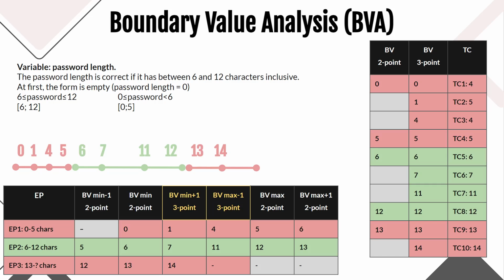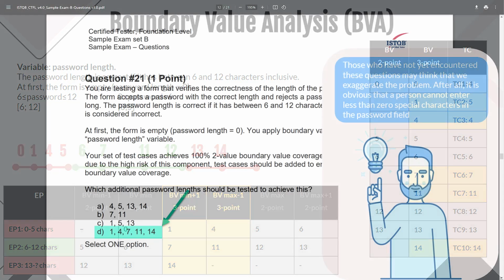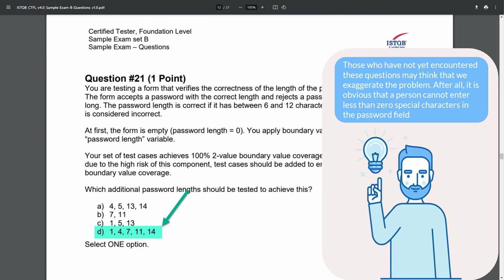Now, according to the description of the question, we have to exclude tests that are already covered by 2 or more BVA. That is, these 5 values: 0, 5, 6, 12, and 13. And we have only 5 values related to the three-value BVA: 1, 4, 7, 11, 14. This is the answer option D. And as you can see, the most difficult point is the definition of the minimum and maximum boundary values and their neighbors.